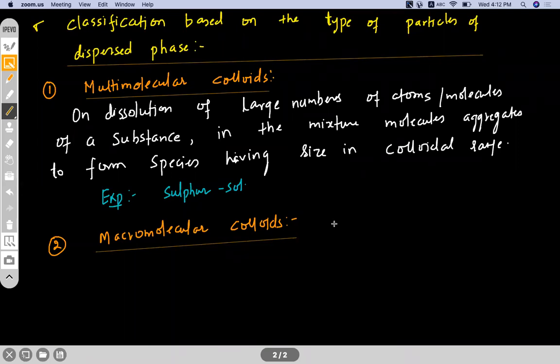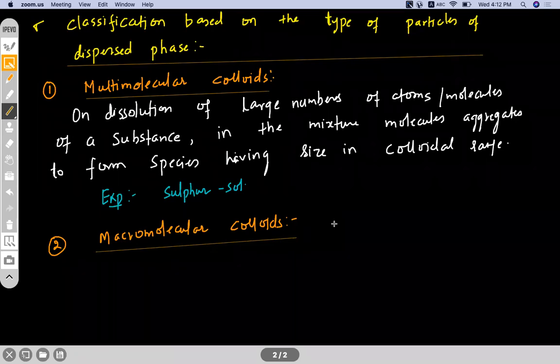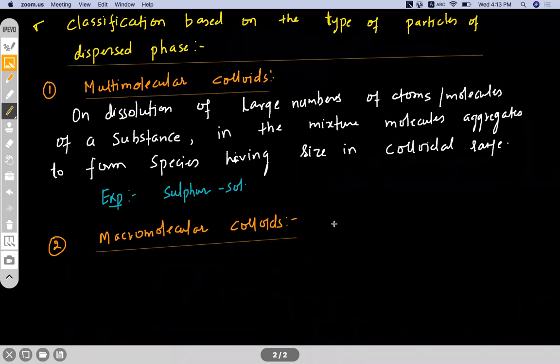Could you repeat the first line of the definition once? The first line of this one? Yes, sir. The definition, right? I said, in this type of colloids, large molecular mass are dissolved into a suitable liquid. This is what I said, I guess. Yes, sir. Thank you. Okay. Large molecular mass are dissolved into suitable liquid.